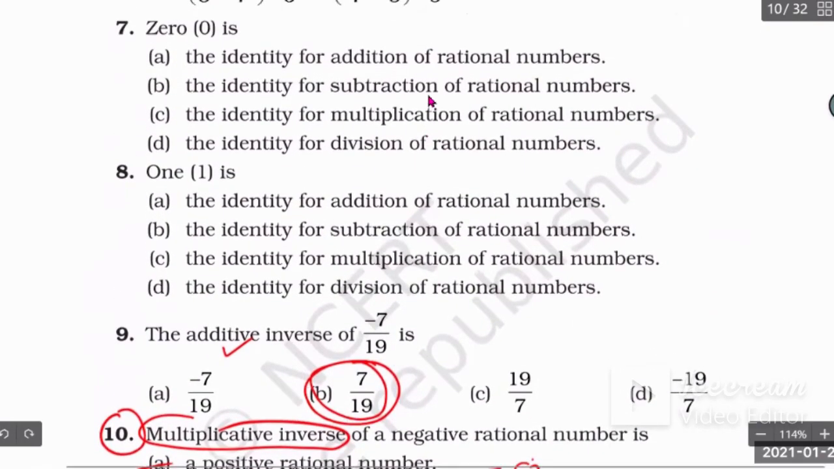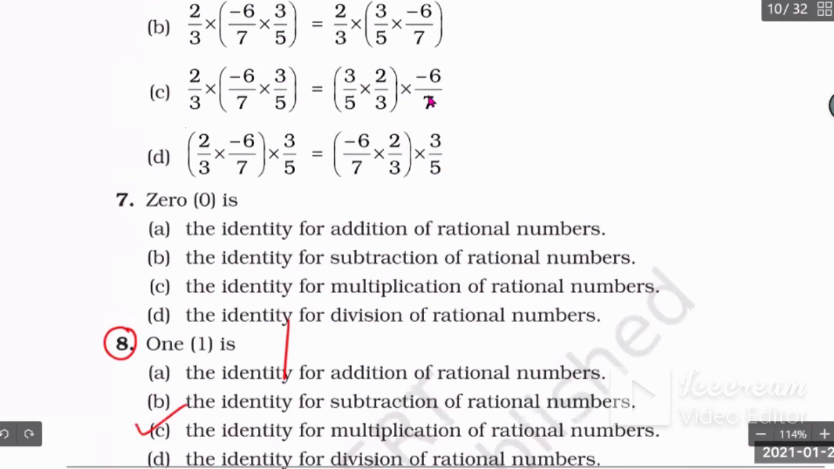Question number 8. What is the identity for multiplication of rational numbers? 1 is the identity for multiplication of rational numbers.